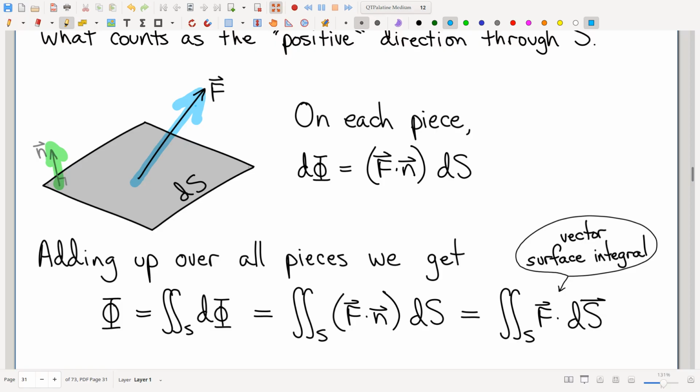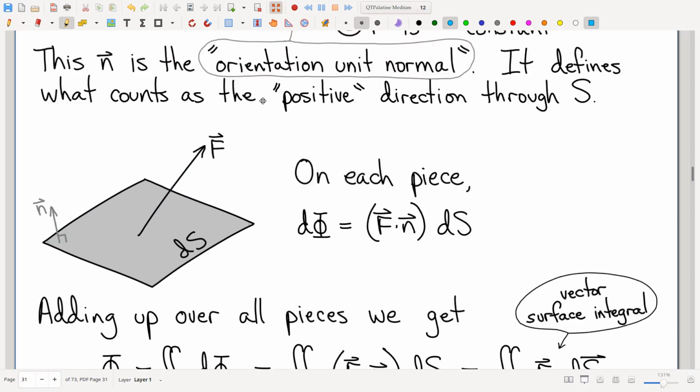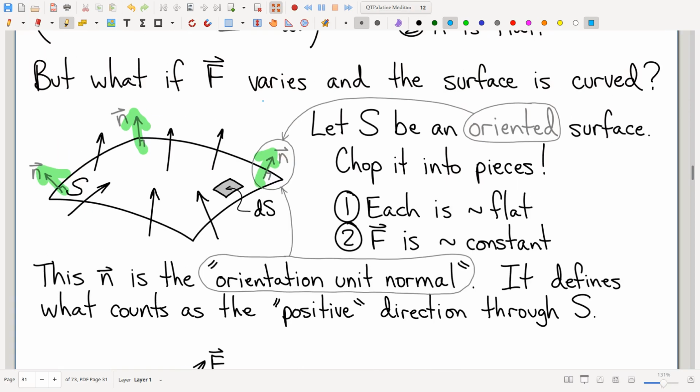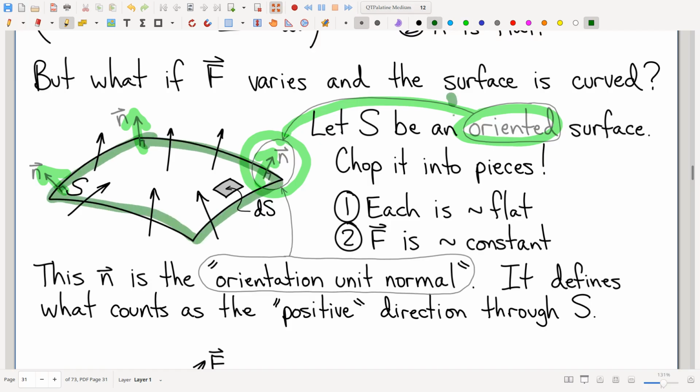Okay. All right. So in order, again, to make the question well posed, we need to have that decision made in advance. In other words, we can't just talk about a surface. We have to talk about an oriented surface. Right? So the oriented surface means it's not just a surface, it's a surface attached to this idea of which way is the positive direction. Is that cool? All right.